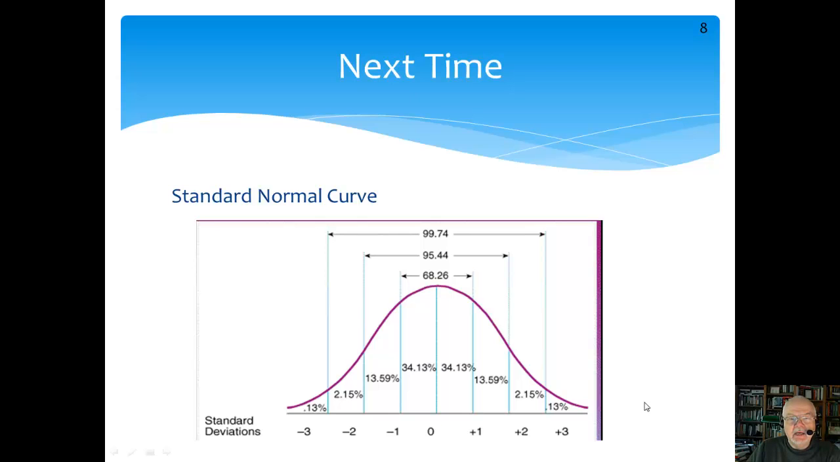And next time we're going to talk about a standard normal curve. That's a curve in which the mean is set to 0 and the standard deviation is set to 1, and you can convert any normal distribution to a standard normal distribution by calculating its z-score. And when you do that, the z-score tends to tell you two things. One, what side of the mean is it? So if it's negative, it's on one side. If it's positive, on the other. It also tells you how far away from the mean it is. But we'll get into that next time.